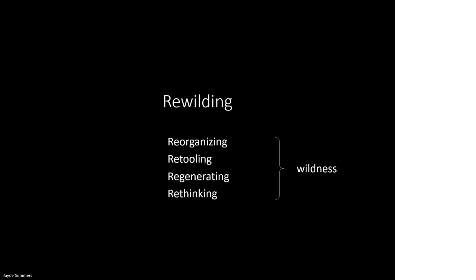So that re of rewilding can be considered in a variety of different ways. And unfortunately, I think the confusion nowadays is that the re of rewilding assumes it means going back to what it was when it was wild in the past. Next slide. But going back to the past would be restoring, and rewilding is not the same as restoring. The big difference between rewilding and restoring. Next slide.